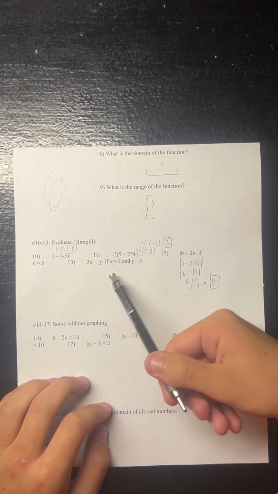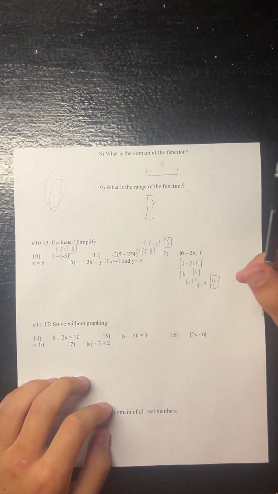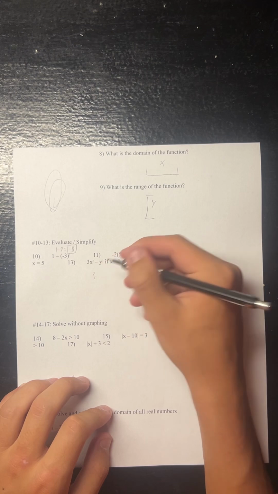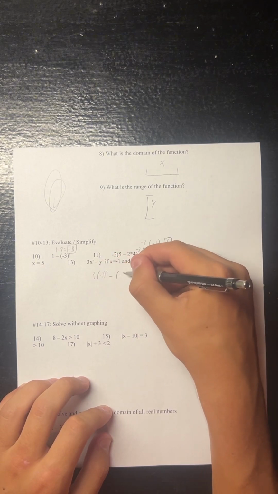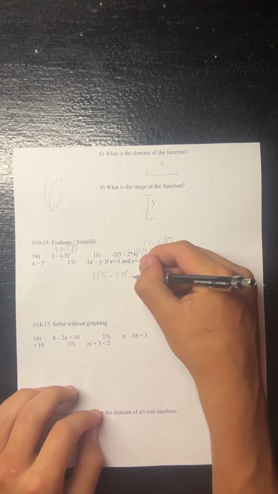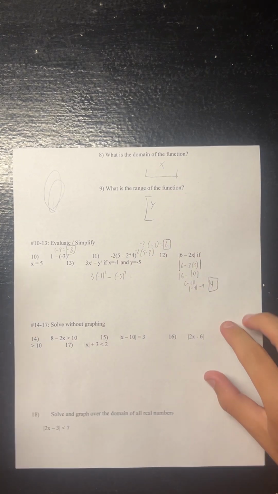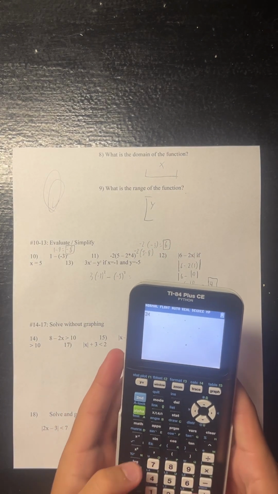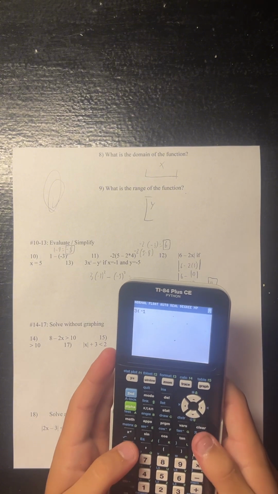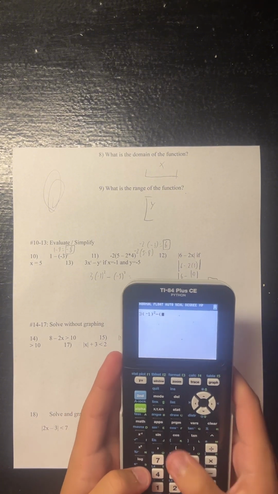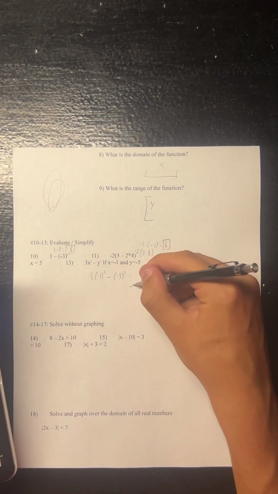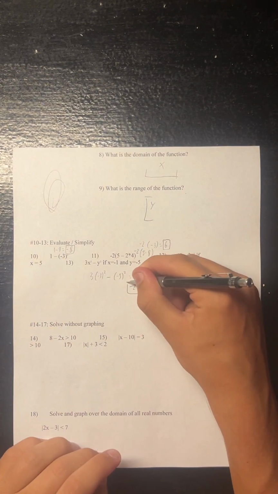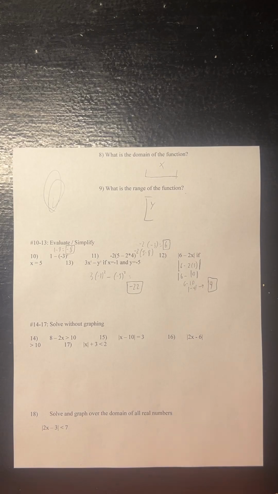Then 3x squared minus y squared if x is negative 1 and y is negative 5. Well, literally just plug in the numbers. How hard can it be? 3 times negative 1 squared minus negative 5 squared. Literally just use your calculator. 3 times negative 1 squared minus negative 5 squared, and we get negative 22. Please just use your calculator. That's how you do those.